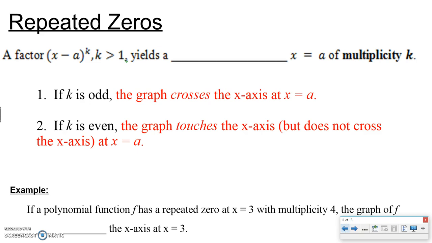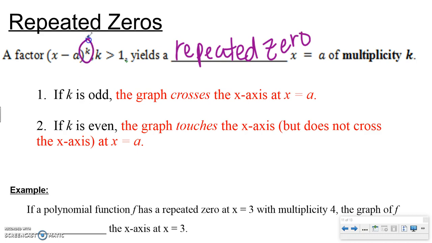So if you have something that has a repeated 0, basically you need to think about what that k value is, what that exponent is. If it's odd, that means that it's going to cross the axes. If it's even, it means that it's going to touch or kind of, you can think of it as bounce on the x-axis.